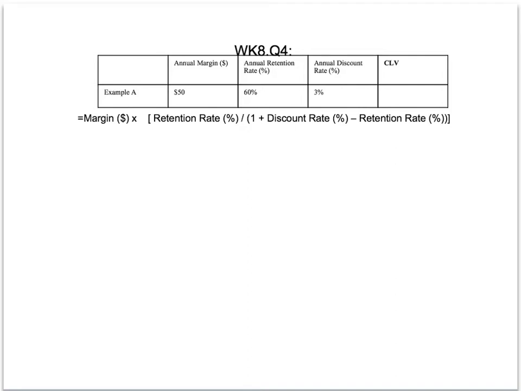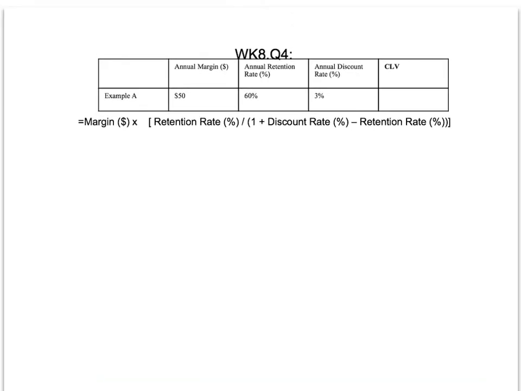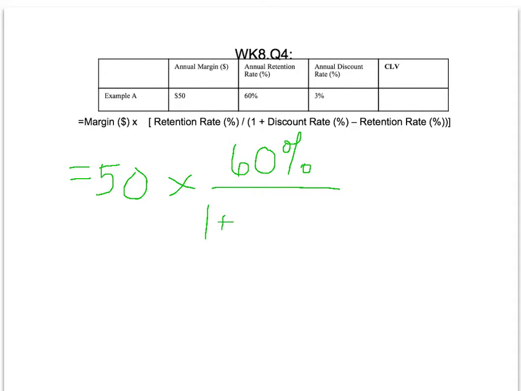Week number 8, question 4 asks you to calculate CLV for 3 different examples, given 3 different margins, retention rates, and discount rate combinations. So in this case, you've got your formula, so you can just plug in. Your margin is equal to 50, and you're going to multiply that by some multiple. And the multiple is determined by the retention rate, in this case 60%, divided by 1 plus your discount rate, which is 3%, minus your retention rate.